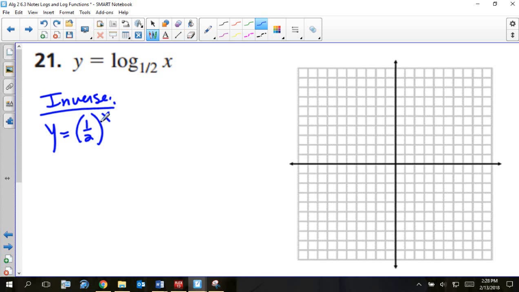A lot of you are writing 1/2 without parentheses. If you write it without parentheses, technically you're only doing 1 to the x. If you were to type it in your calculator, it wouldn't work right. So I write it the way that you would type it in, if you were using a calculator, which we don't need now.